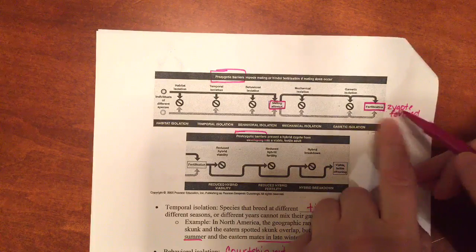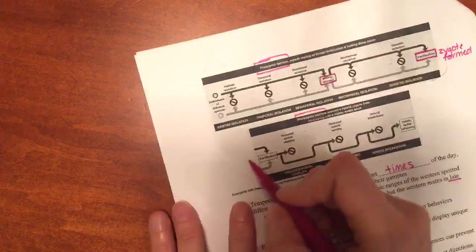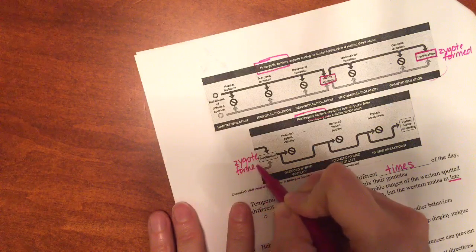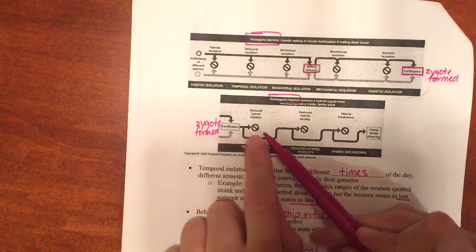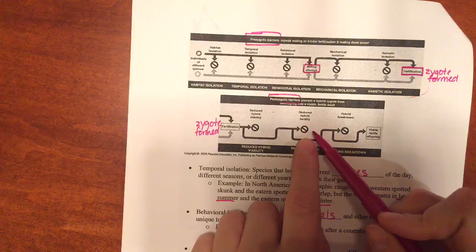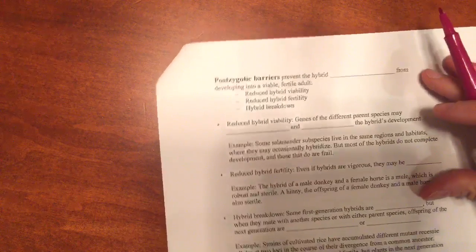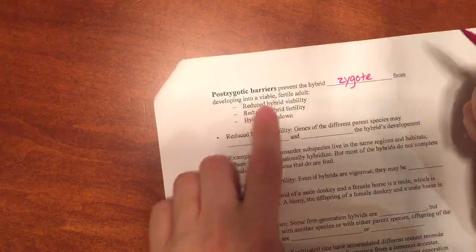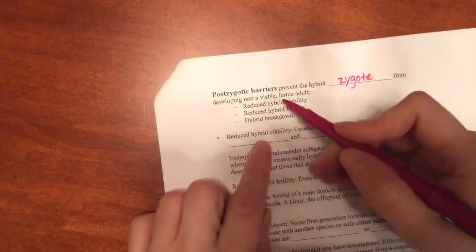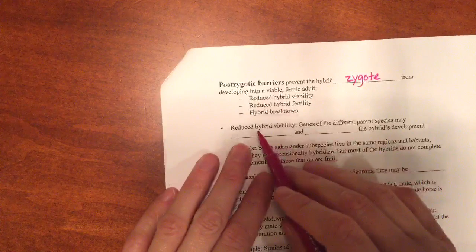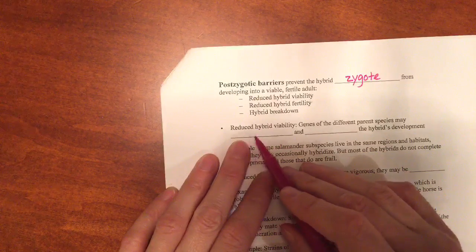Now fertilization occurs and we get a zygote formed. So now we're going to look at our postzygotic barriers: reduced hybrid viability, reduced hybrid fertility, and hybrid breakdown. Postzygotic barriers prevent the hybrid zygote from developing into a viable, fertile adult. So these are our three. Let's look at the first, reduced hybrid viability.